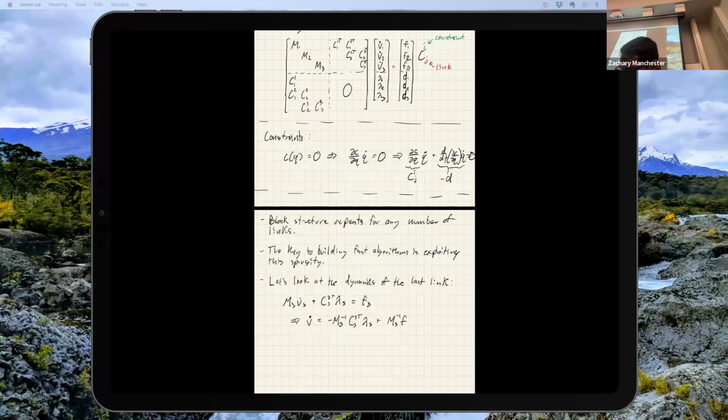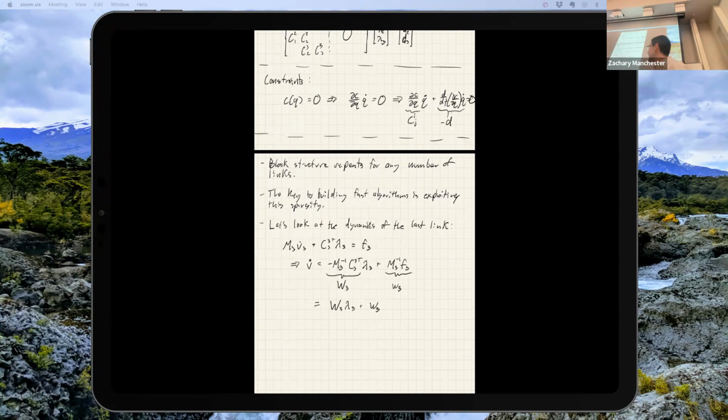And I wrote this in a particular way to emphasize that this term is some matrix times the lambda. This term is some vector. I'm going to name these things for notation simplicity and to make our lives less terrible. So we're going to call this whole matrix that multiplies the lambda big W3. We're going to call the vector over here little w3, such that we have V dot equals big W times lambda plus little w. Cool.